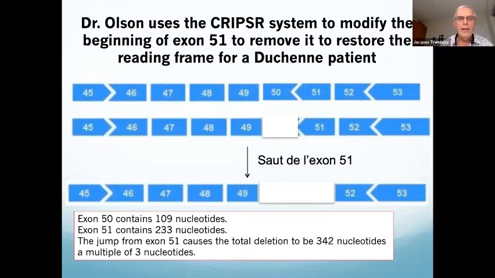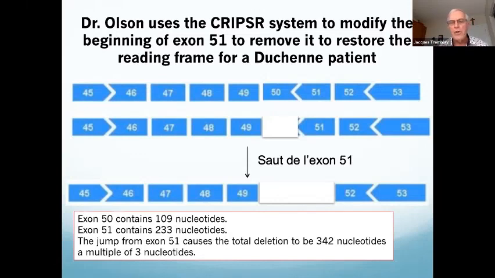So Dr. Olson in the States is using the CRISPR technology as a modified way of trying to remove complete exons. Remember before, we had a patient that has a deletion of exon 50. It was possible to skip exon 51 by using oligonucleotides, which were modifying the messenger RNA. And as I mentioned, when you are using oligonucleotides, these oligonucleotides have to be used all the time by the patient. Each year you have to pay for this medication.